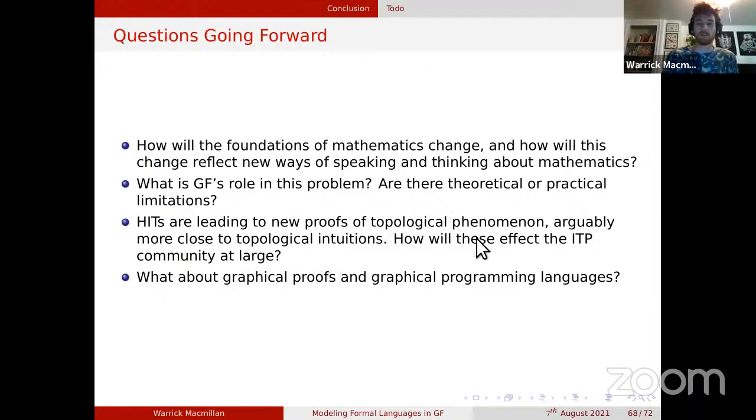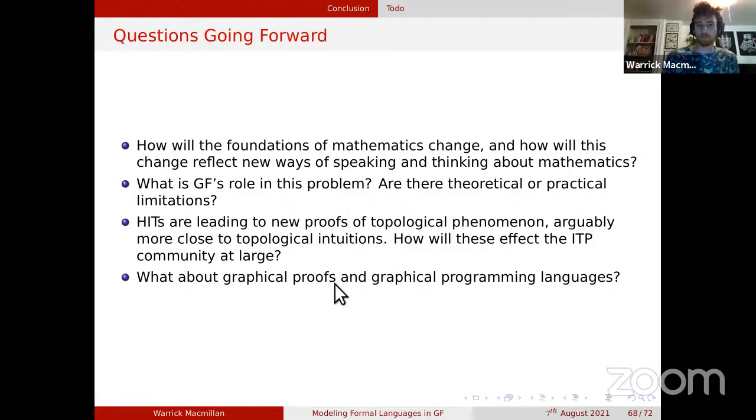So how will these affect changes in the programming language community that's dealing with mathematical proofs? And yeah, this is more of a really open-ended question.